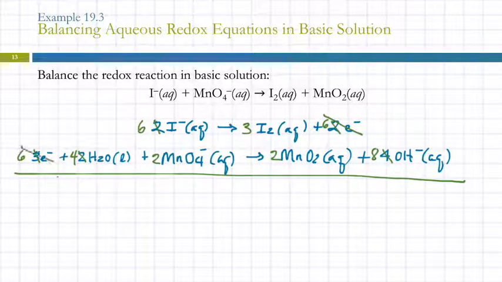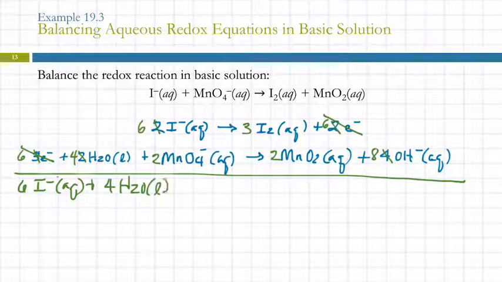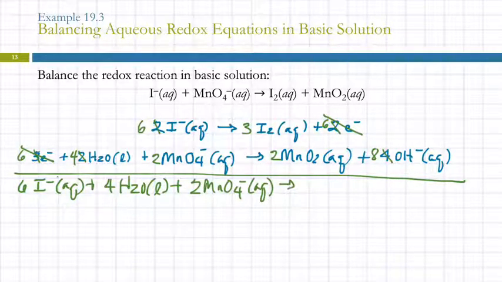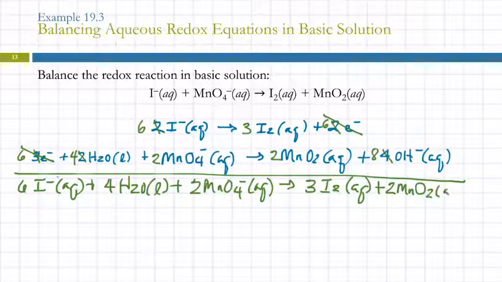So 6 electrons and 6 electrons, those guys cancel out. Write down what's left. 6 iodide aqueous plus 4 H2O liquid plus 2 permanganate ions gives us 3 I2 aqueous plus 2 MnO2 aqueous plus 8 hydroxide ions.